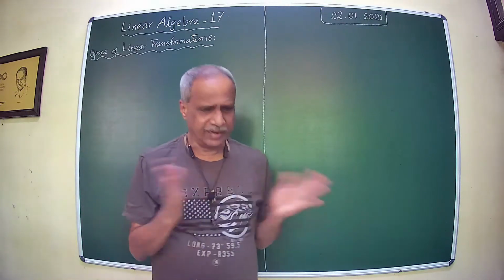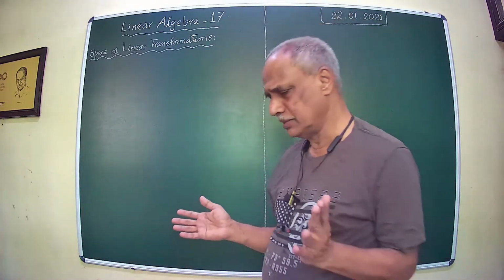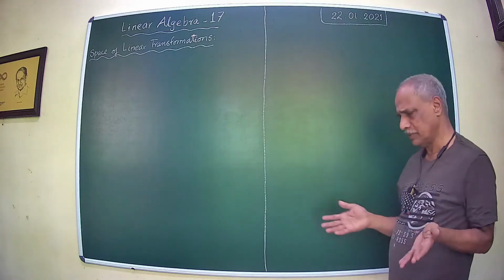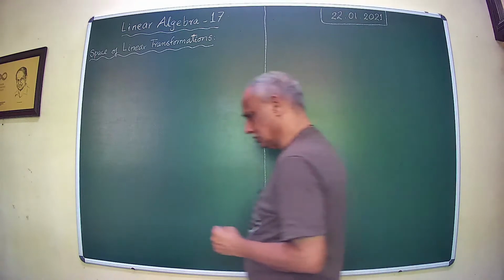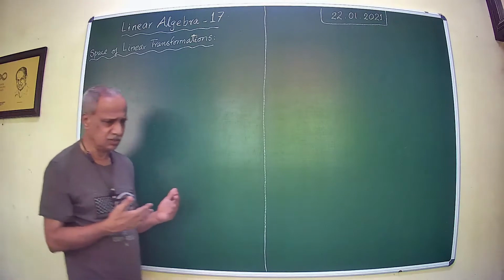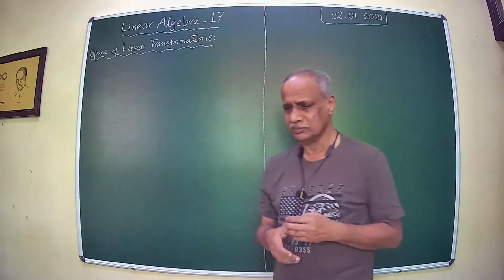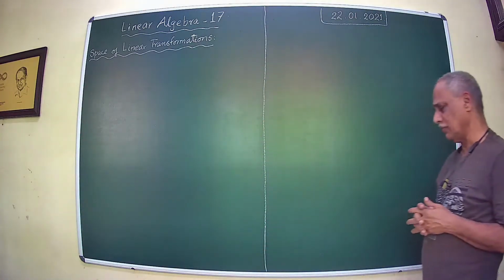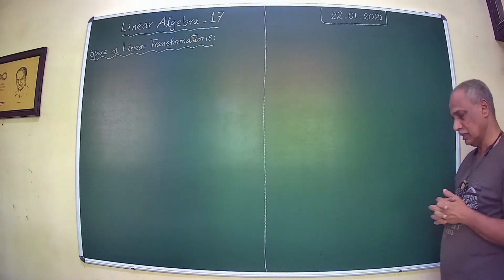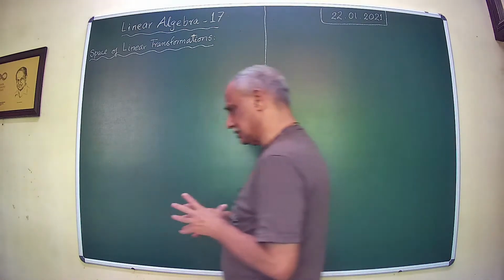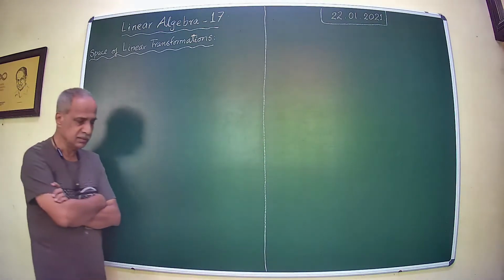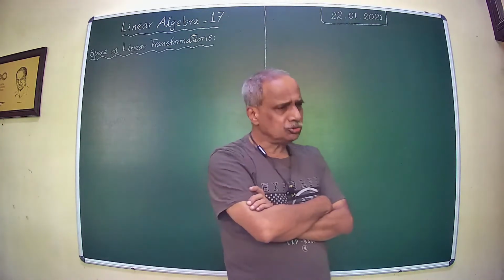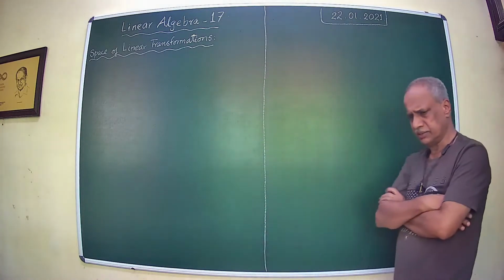So we defined linear transformations from a vector space V into a vector space W. V was assumed to be of dimension n and W was assumed to be of dimension m. And then we found that the collection of all linear transformations from V to W form a vector space with usual addition and scalar multiplication.